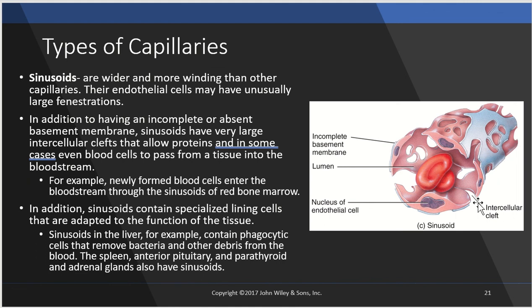Additionally, these sinusoids contain specialized lining cells that are specifically adapted to the function of the various tissues they are associated with. Sinusoids in the liver, for example, contain phagocytic cells that are responsible for removing bacteria or other debris from the blood. The spleen, the anterior pituitary, and the parathyroid and adrenal glands are also organs that have these sinusoid capillaries.